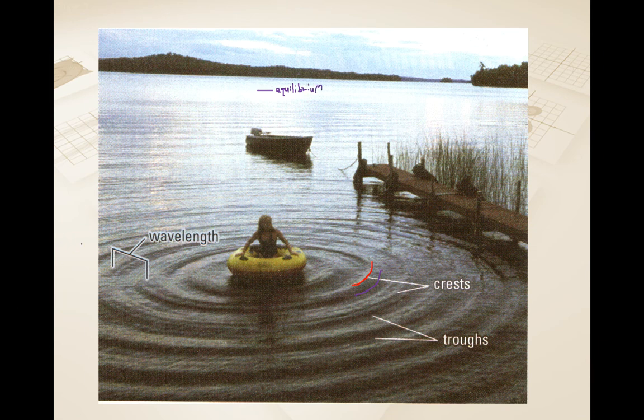And the wavelength would be, you could go from one crest, which is right here, over to another crest. Or if you wanted to look at the troughs, you could go from a trough to a trough. So for example, let's do green. Okay, going from here to there. That would also be my wavelength.